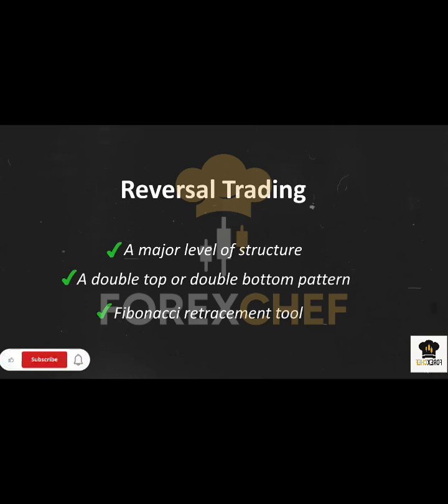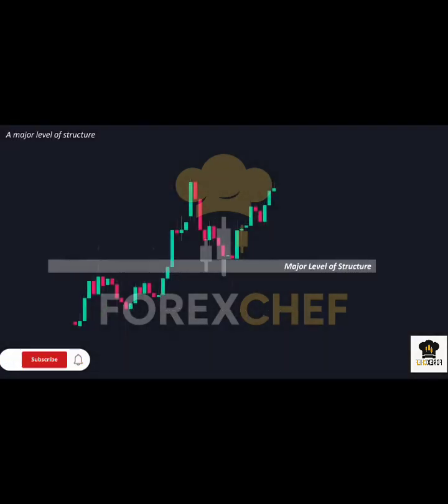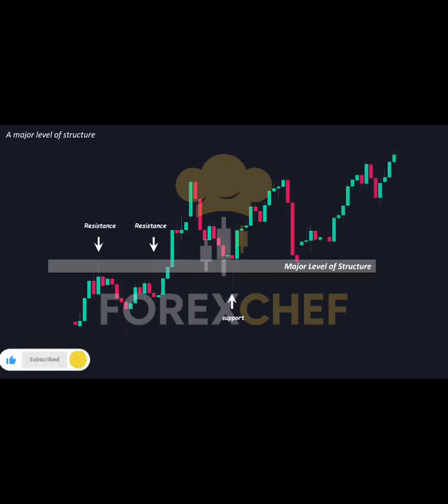Now, let me show you what a major level of market structure actually is. A major level of structure is an area where the price has been rejected multiple times, acted as both support and resistance, and was recently respected. These levels are powerful because they often cause strong price reactions. When the price reaches such a level, it creates a great opportunity for a potential reversal trade.